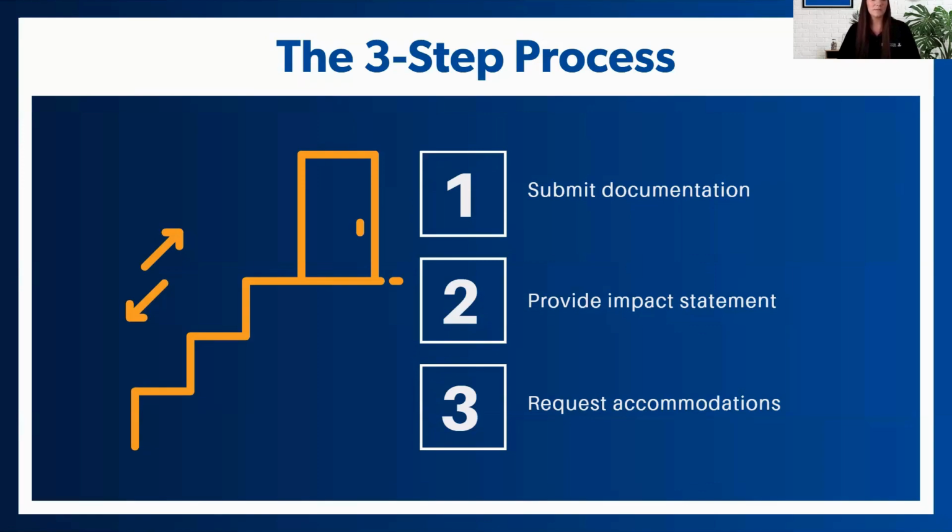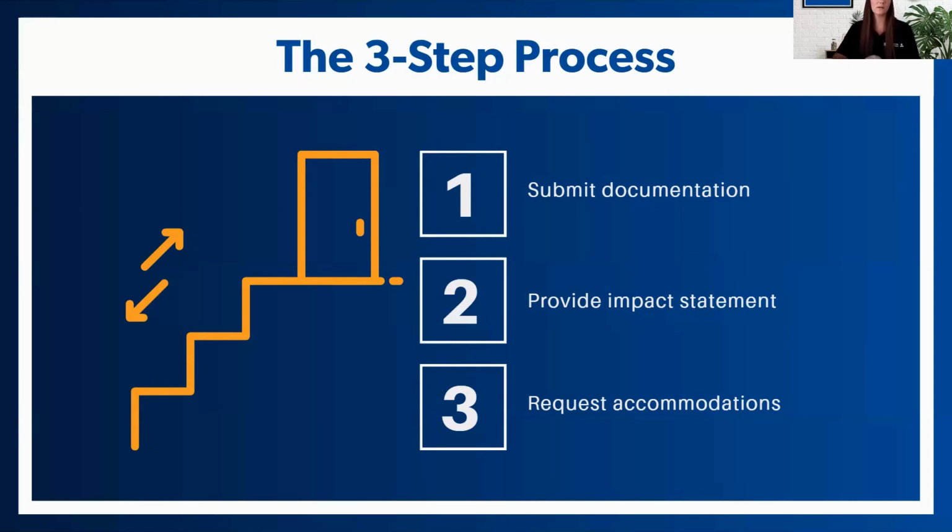The second step is completing the impact statement, or sometimes referred to as the student narrative. This gives students the opportunity to describe in their own words what the barriers or challenges they experience in their courses due to their disability. This part of the process is extremely important because it helps our team better understand the student's lived experience and individual needs. This statement can come directly from the student or it can be included in documentation.